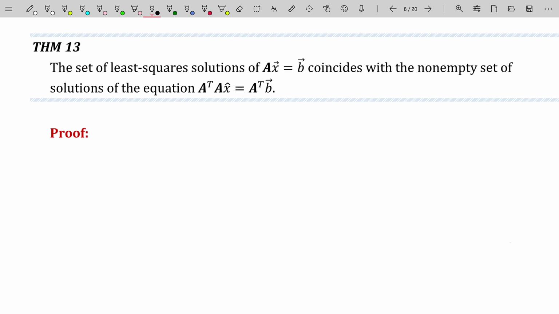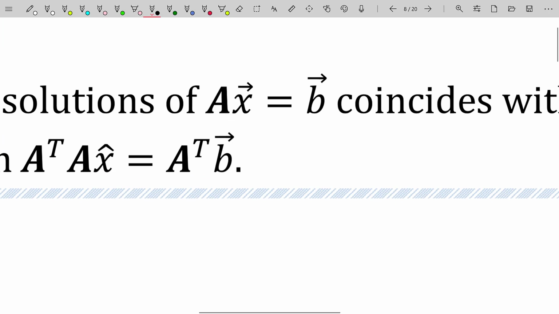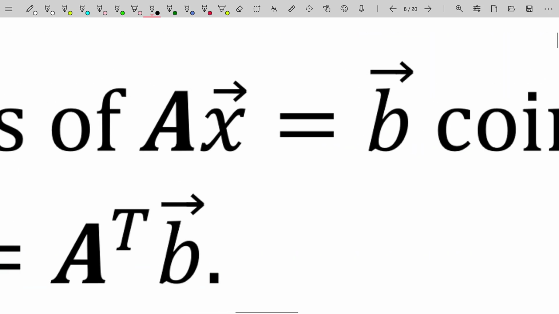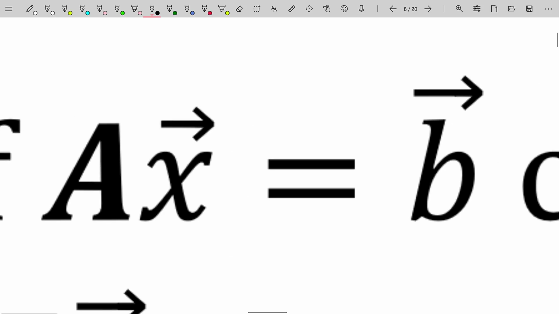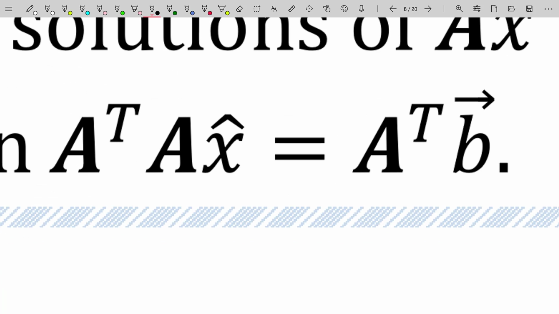So let's read the theorem first, then in the proof, we're going to have to use the result that we just wrote down. The set of least squares solutions of AX equals B coincides with the non-empty set of solutions of the normal equations. So this means that if I want to find the least squares solution to AX equals B, I could instead solve A transpose A x hat is equal to A transpose B. And I actually think it's going to be very helpful to use this theorem before we come back and prove it.